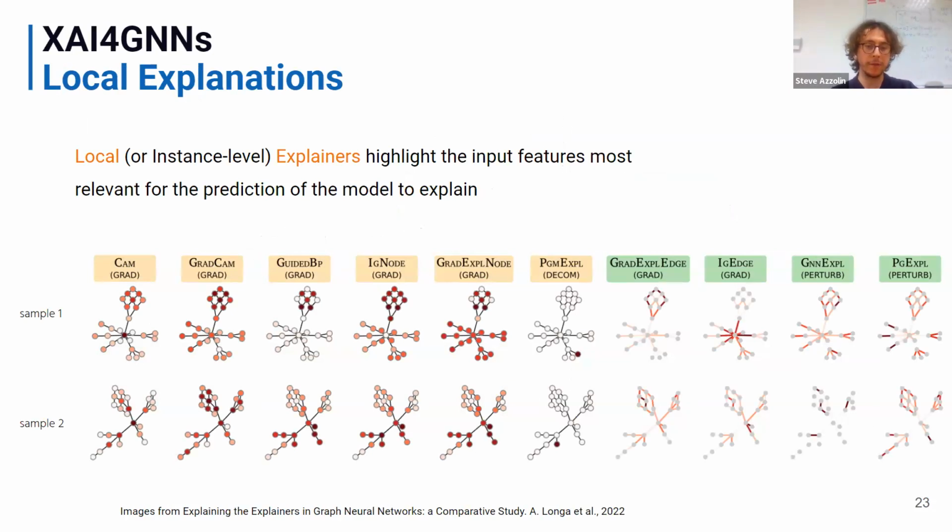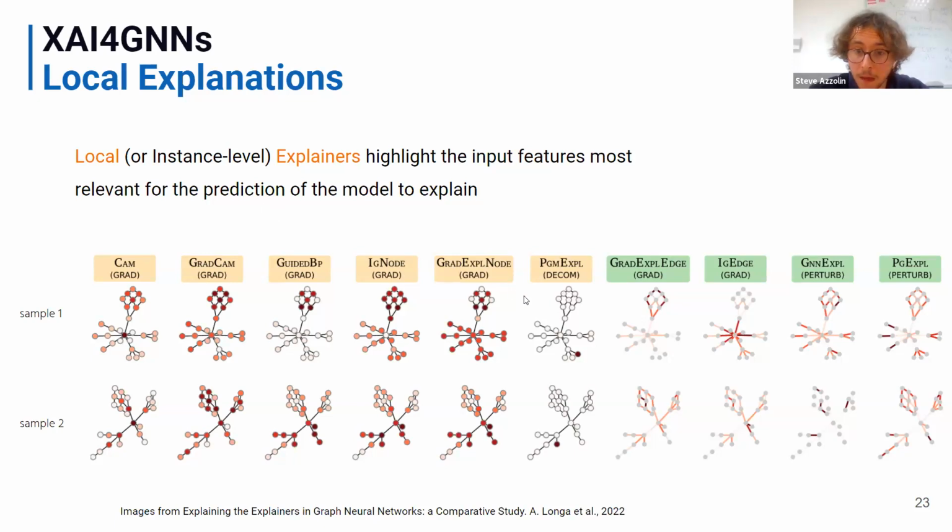They are two frequently used terms. In general, the main characteristic of local explainers is that they highlight the input features that are most relevant for the prediction of the model that you want to explain. And here, I would like to highlight the fact that they give you an explanation for every sample. So in this picture, we have two samples, sample 1 and sample 2, which are taken from a certain data set, which contains graphs with this grid-like structure. And we can see, for, I guess, 9 different explainers, an example of an explanation.